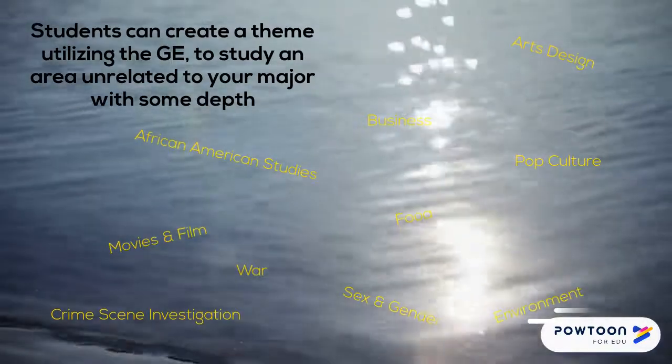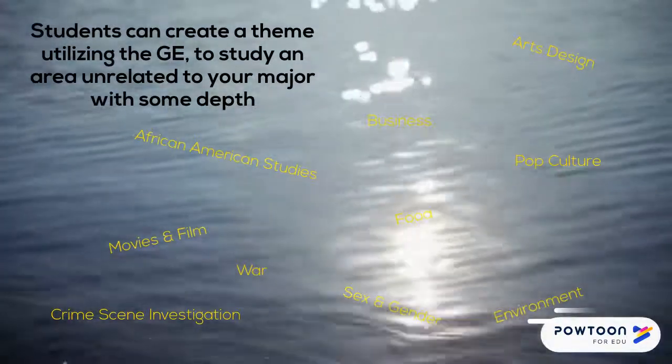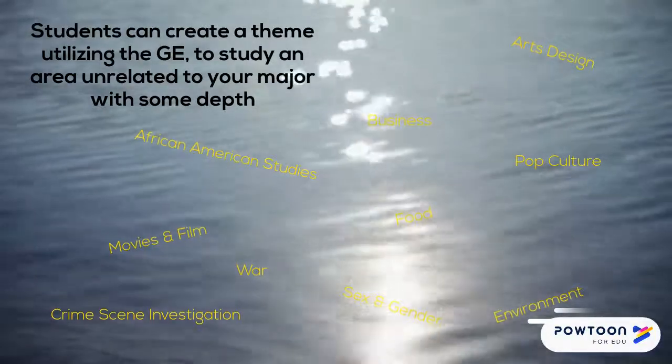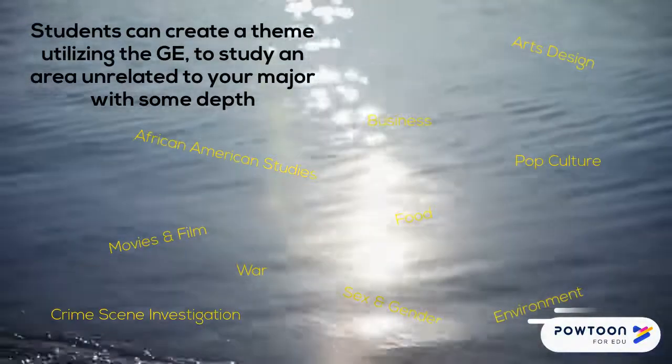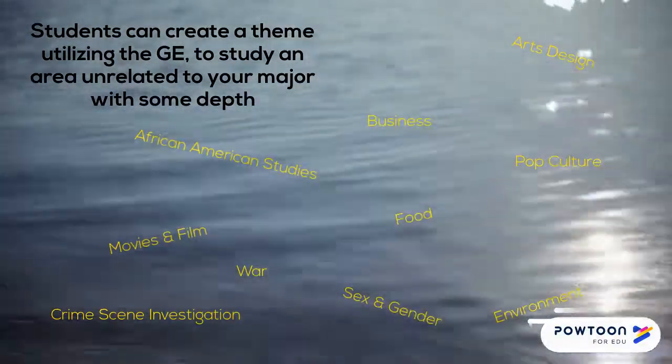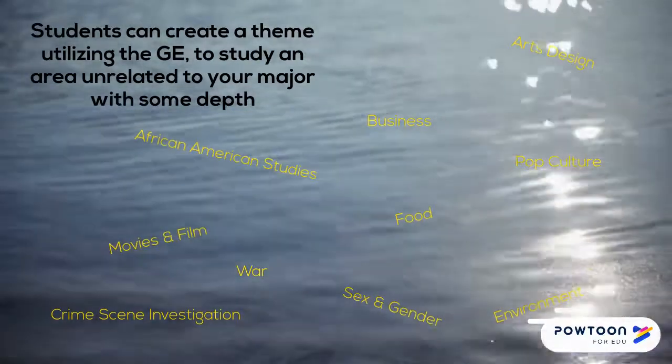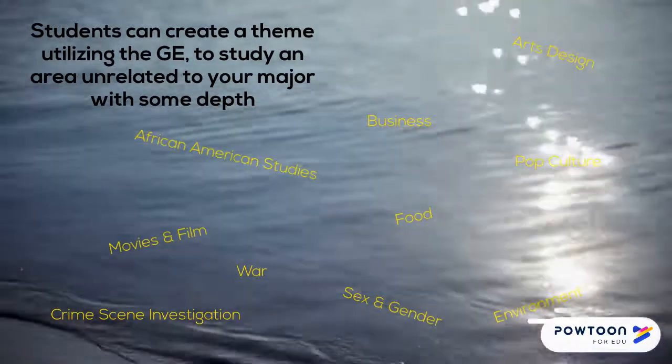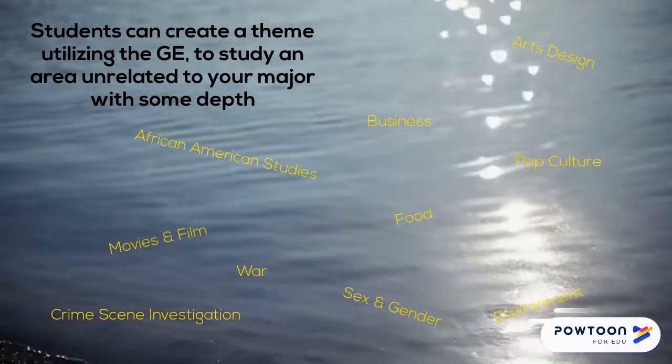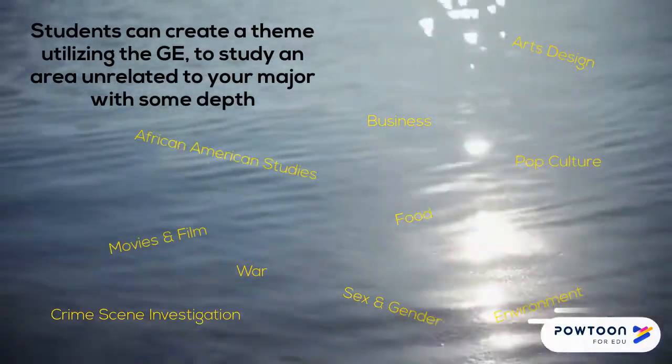Students desiring to focus on a part of the world could theme their GE requirements around a country or region. One example would be completing an Asian philosophy course for the literature requirement, taking East Asian history for the history requirement, and Asian art for the visual and performing arts requirement.